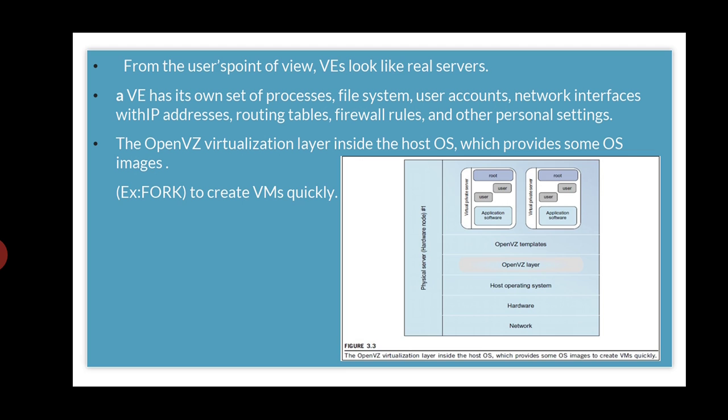From the user's point of view, the virtual execution environment looks like a real server. This means a virtual execution environment has its own set of processes, file systems, user accounts, and network interfaces with IP addresses. It also needs routing tables, firewall rules, and other personal settings. Although virtual execution environments can be customized for different people, they share the same operating system kernel.